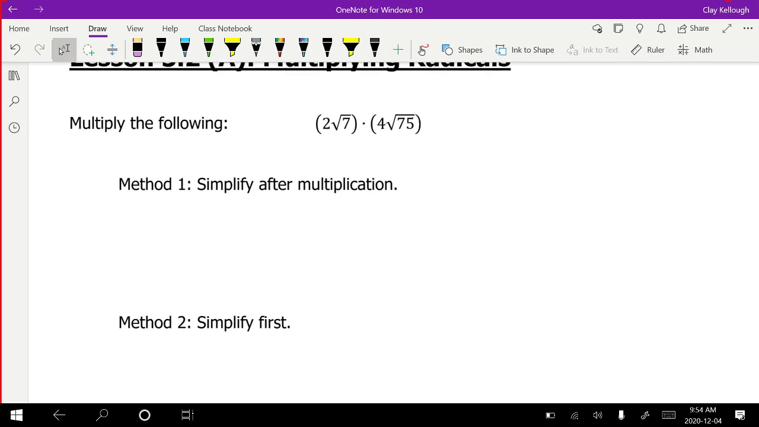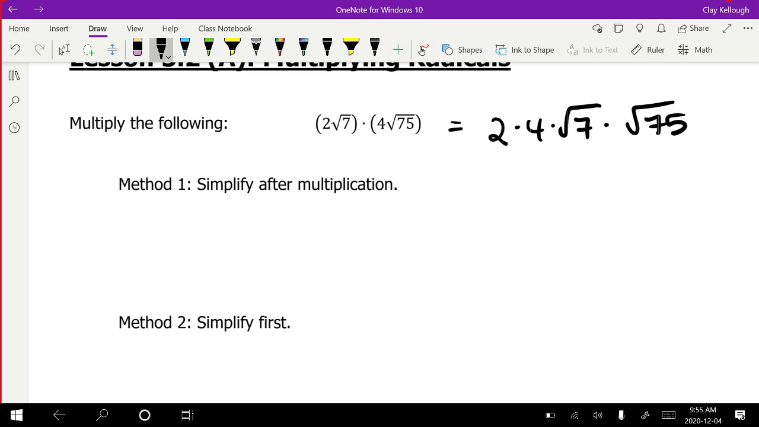Multiply the following. We have 2 root 7 times 4 root 75. Now, you can almost think of this, if you like, as really 4 things being multiplied together. I know it's 2 brackets, it's 2 things. Yeah, but it's kind of 4 things. It's 2 times 4 times root 7 times root 75. Now, you can combine those 2 radicals.